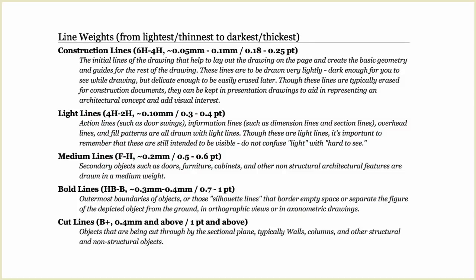Bold lines. These are the big, thick lines in your drawing. So outermost boundaries of objects, silhouette lines, empty space that separates, those kinds of things. And then finally we get to the cut lines. Technically, in a floor plan, when you cut through the walls, those are cut lines. That's why they're 0.4. But they could be even thicker. We cut through the ground. We're going to do that a lot today in our section. We're going to cut through the ground. It's going to be even thicker, up to like a one-point line. It's a big, thick, heavy line, and that's what it should be.